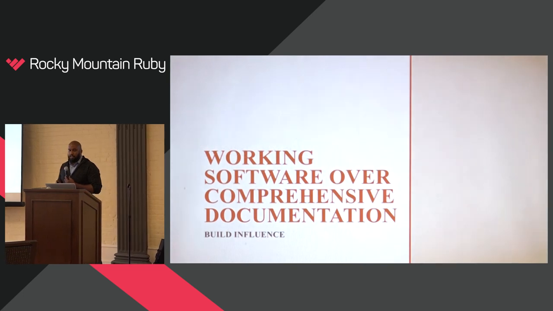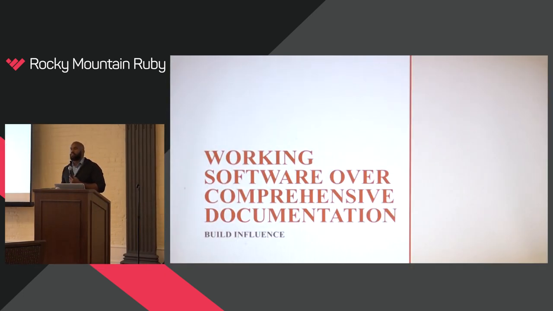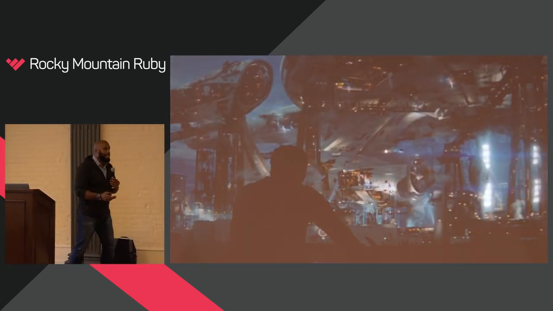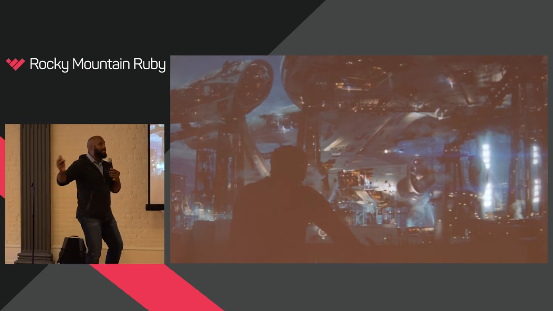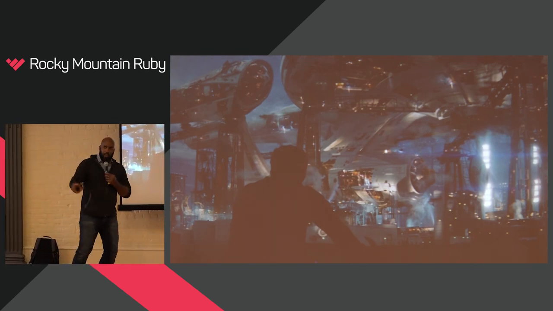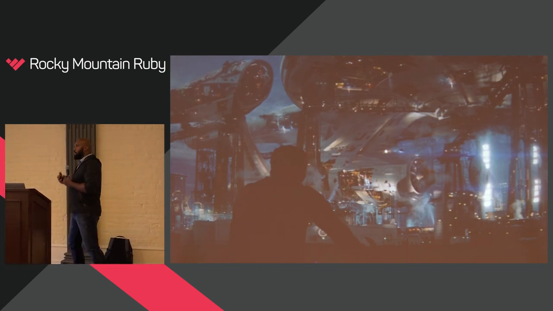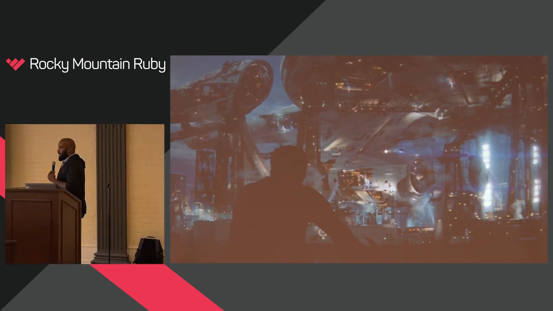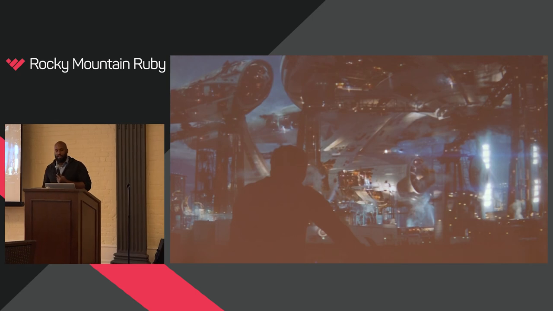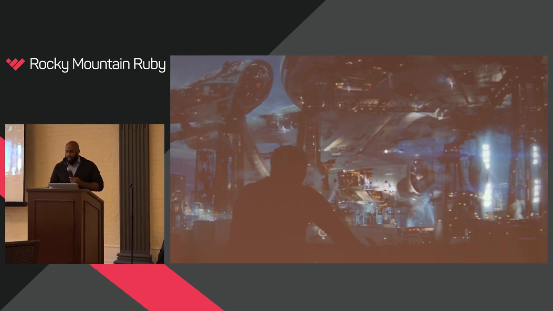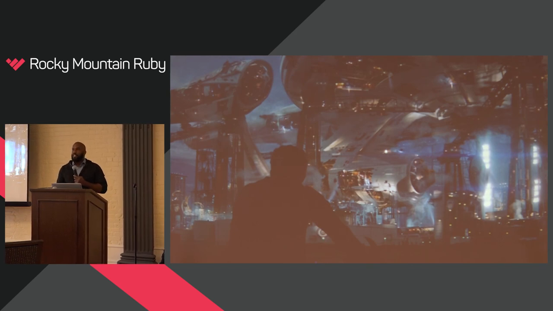Now, there's this one, which is working software over comprehensive documentation. And I always tell people, this doesn't mean that we don't document. A lot of people say, we're doing agile, no more documentation. That's not true. We do lots of documentation in agile. We document the sprint backlog. We document the product backlog. We create user stories. So it doesn't mean that we don't document, but it does mean that we try to do as little documentation as we need.